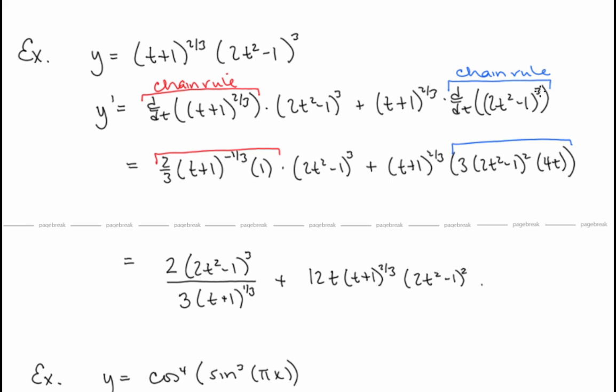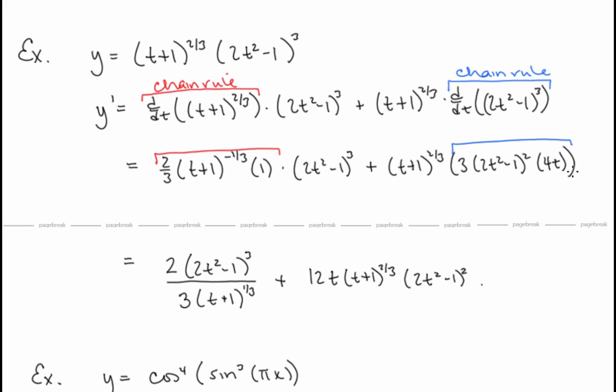For this derivative, the 3 comes down, and we have (2t squared minus 1) to the 2nd power, and then we have to multiply by the derivative of the inside function, so that in this case is 4t. So we're here.